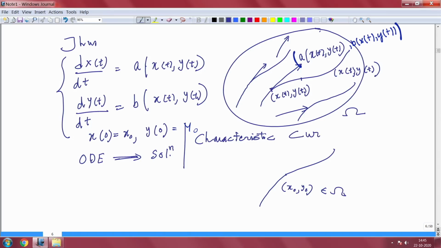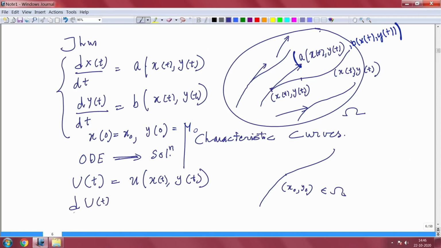Characteristic curves. And what happened to u? Again, define it along the curve. Once you have obtained a curve x(t), y(t) in omega, you restrict u to the curve. So u(t) is equal to u of x(t), y(t). I am restricting my solution to that curve. You will get a one variable function with respect to the parameter t, and now compute du by dt.